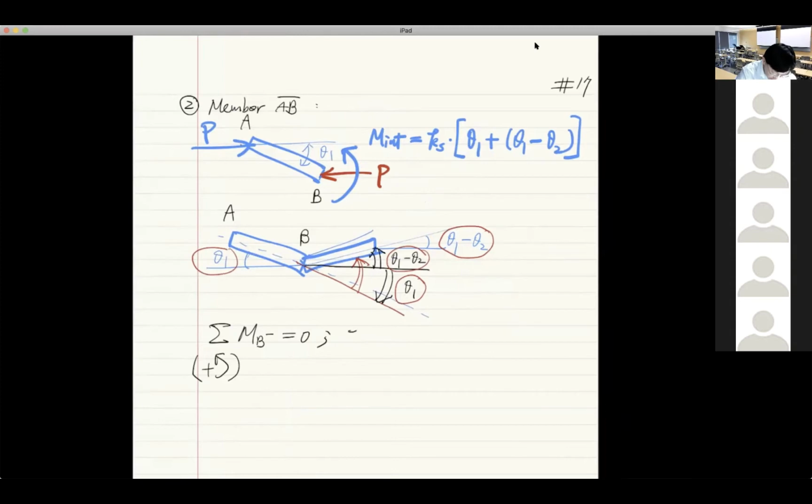That will become Ks times 2 theta 1 minus theta 2. That is just this from here. Minus P times L times theta 1. And this will be 0.